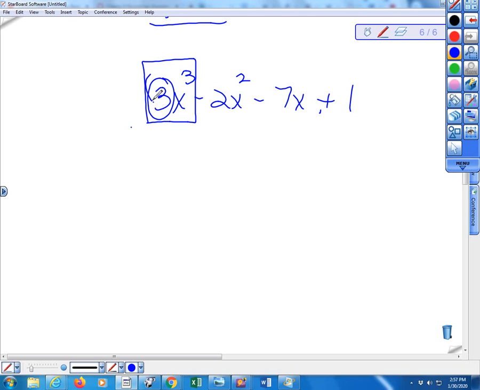Okay. So this is the leading term. This is the leading coefficient. This is a degree 3 polynomial or a third degree polynomial. We don't name the polynomial based on the number of terms. We name it by the degree.